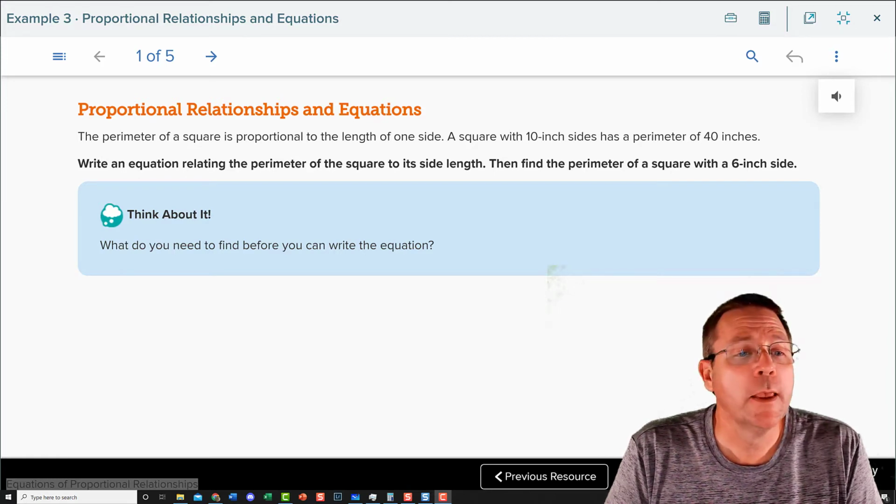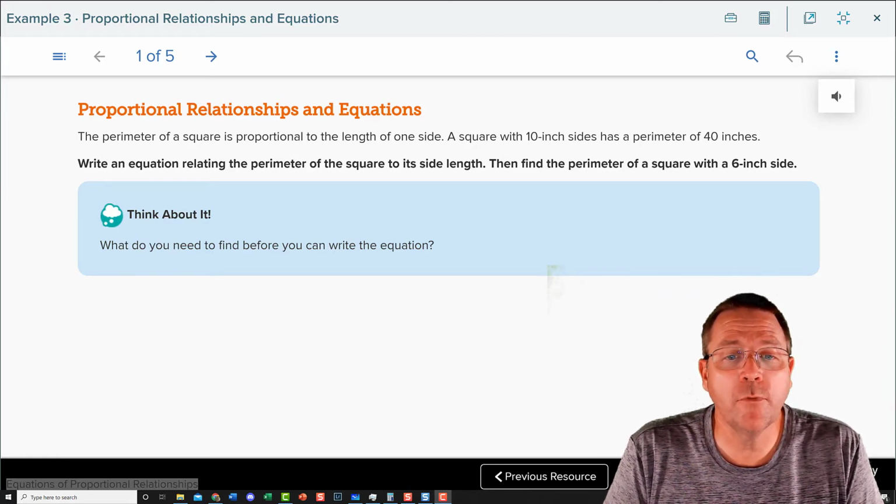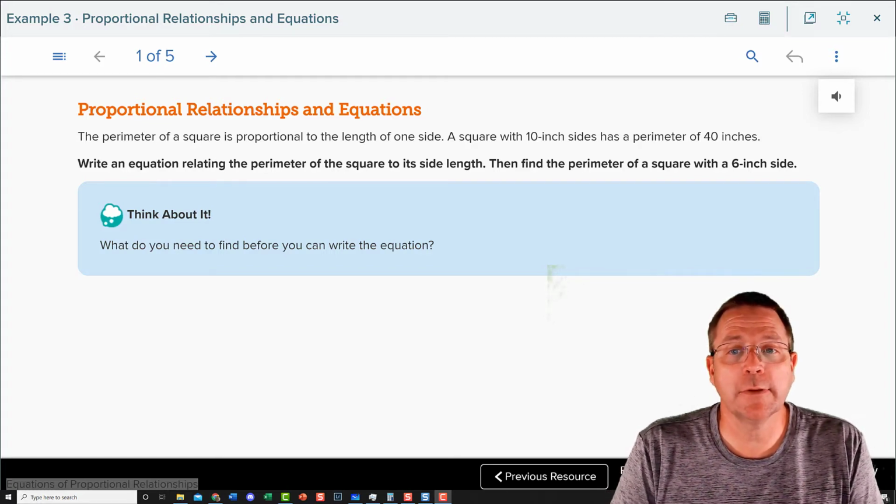Bad Mom. Now, what do you need to find before you can write the equation? You need to find your constant of proportionality. Okay? So, we're going to pause the recording for just a second while I set this up.